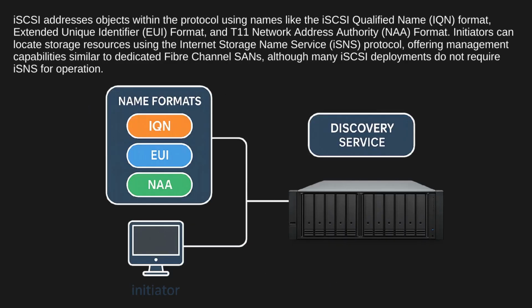iSCSI addresses objects within the protocol using names like the iSCSI qualified name, IQN format, extended unique identifier, EUI format, and T11 Network Address Authority, NAA format. Initiators can locate storage resources using the Internet Storage Name Service, iSNS protocol, offering management capabilities similar to dedicated Fibre Channel SANs, although many iSCSI deployments do not require iSNS for operation.